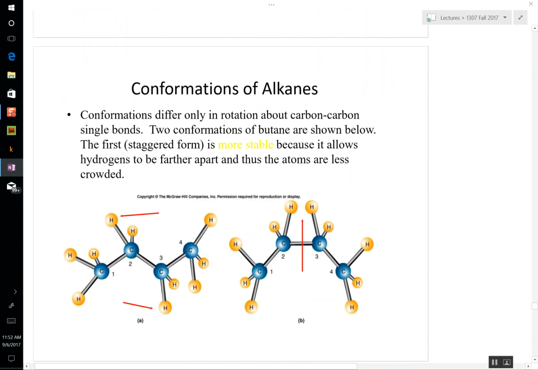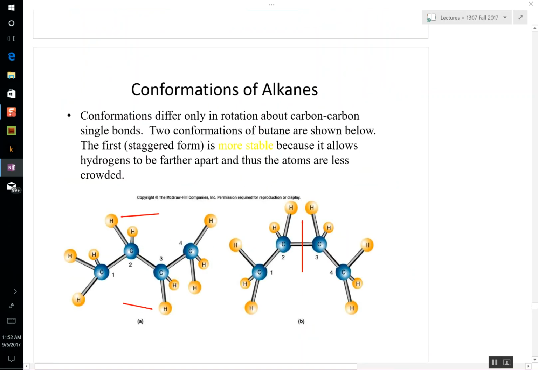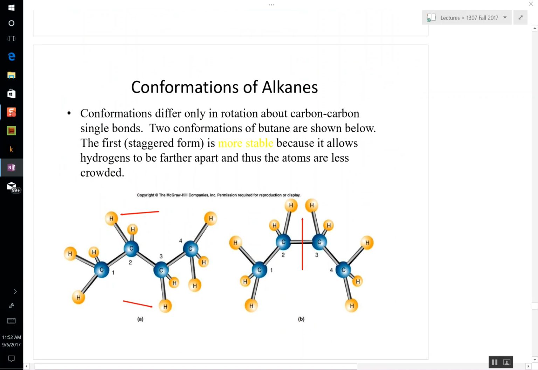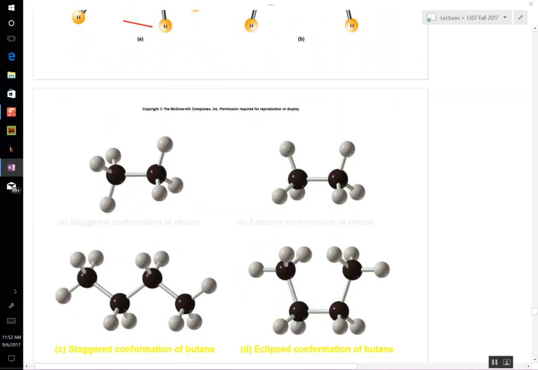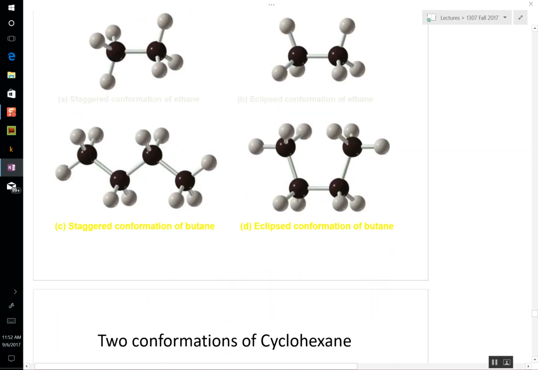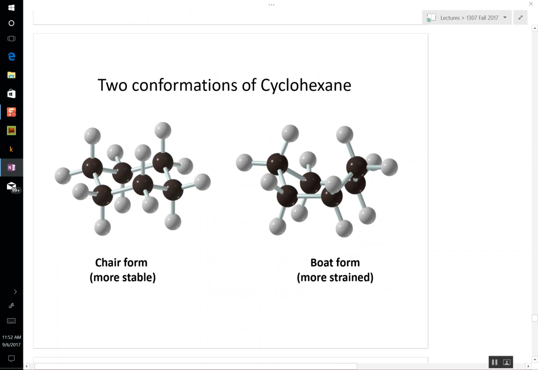Okay, conformations. This is applying it to butane itself, just aliphatic or linear chain butane. It can wiggle around into different conformations. All these molecules can wiggle a little bit. They can spin around single bonds, but on cyclohexane, be aware of these 2 specific conformations that we talk about. The chair and boat.